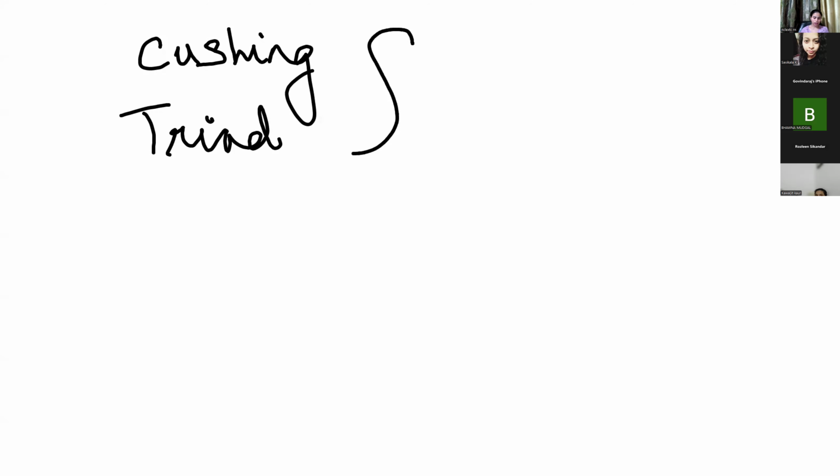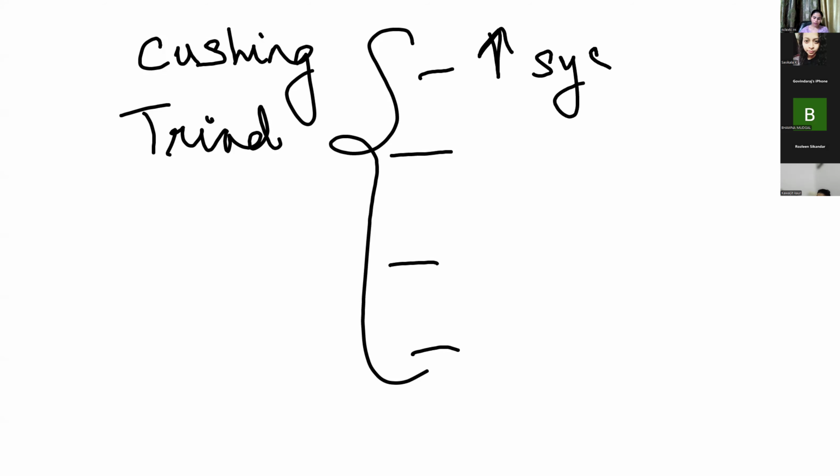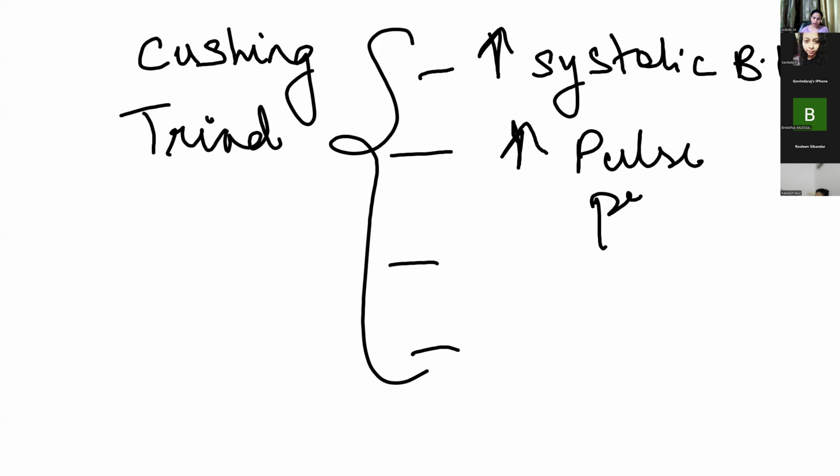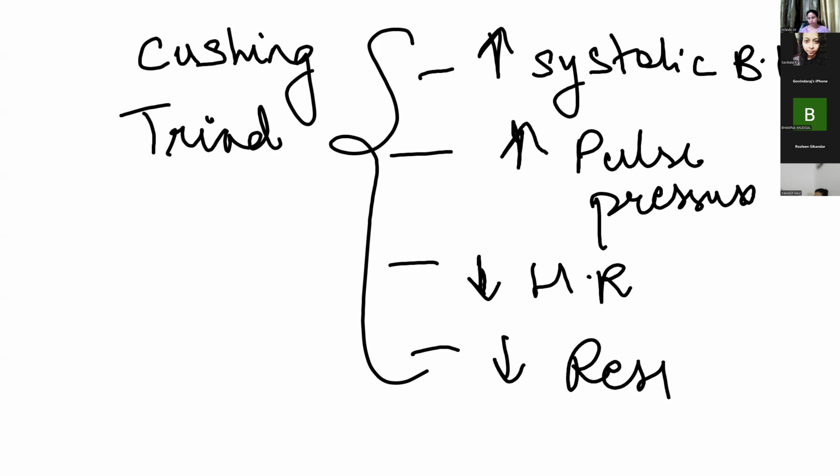Now, there is one thing which you also need to highlight, which is Cushing triad. Cushing triad is found in increased ICP. In this, what happens is increased systolic blood pressure, increased pulse pressure, and decreased heart rate, decreased respiration.